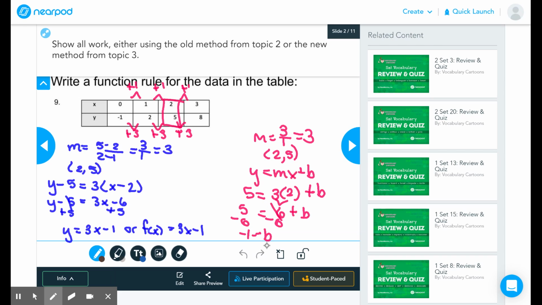The only issue with this way is students think that negative 1's the answer, but remember it says write a function rule. So then you have to go back and put it together, which is 3x minus 1, which is the same answer that we got the old way. And once again, you could write it f of x equals 3x minus 1.